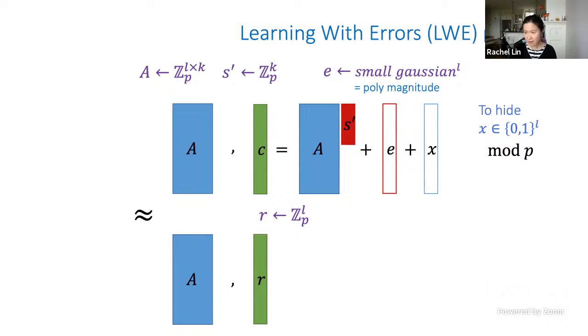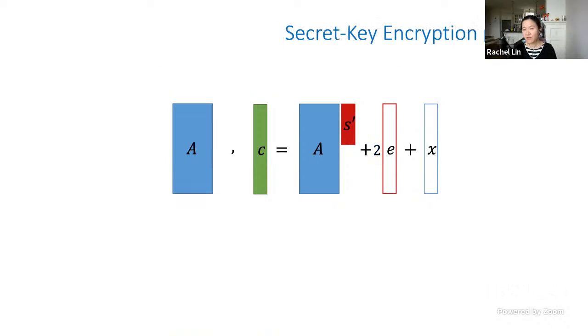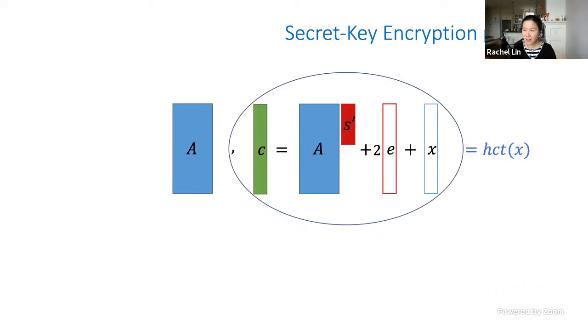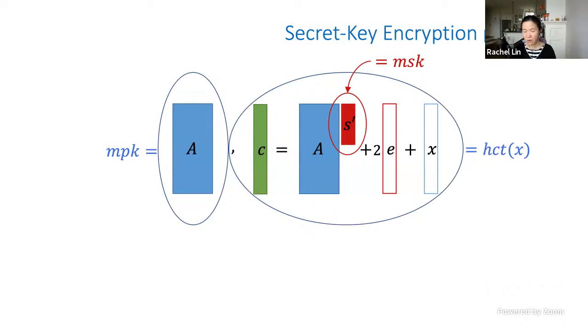If we want to hide a Boolean vector X, what we can do is just add it to the C component. And to make sure that we can separate X away from the noise E, we will multiply the noise by 2 to make the noise even. The LWE assumption with even noise still holds as long as the modulus is odd. And as such, we immediately get a ciphertext. The C component is the ciphertext encrypting X. We can view the public matrix as something in the CRS or in the public key, and the secret key is the unknown S prime.